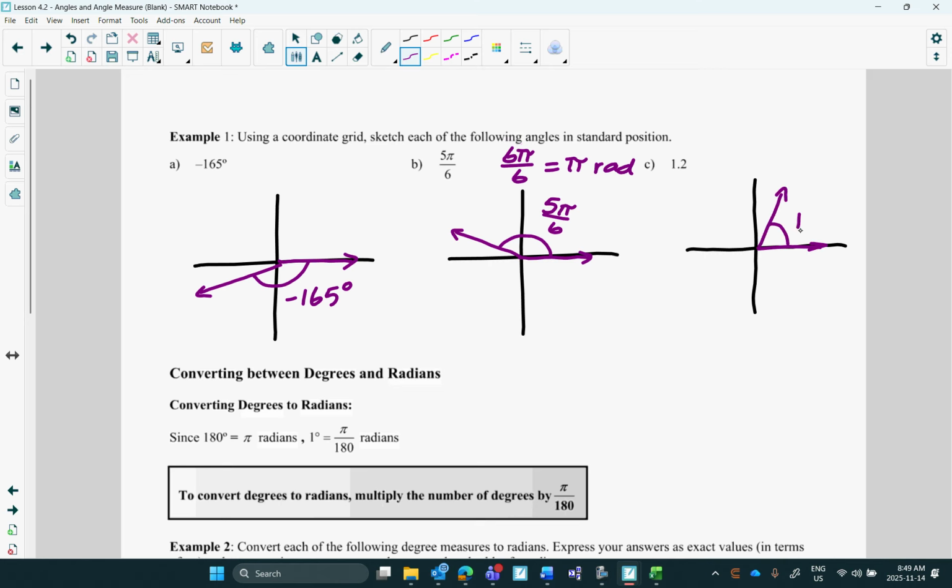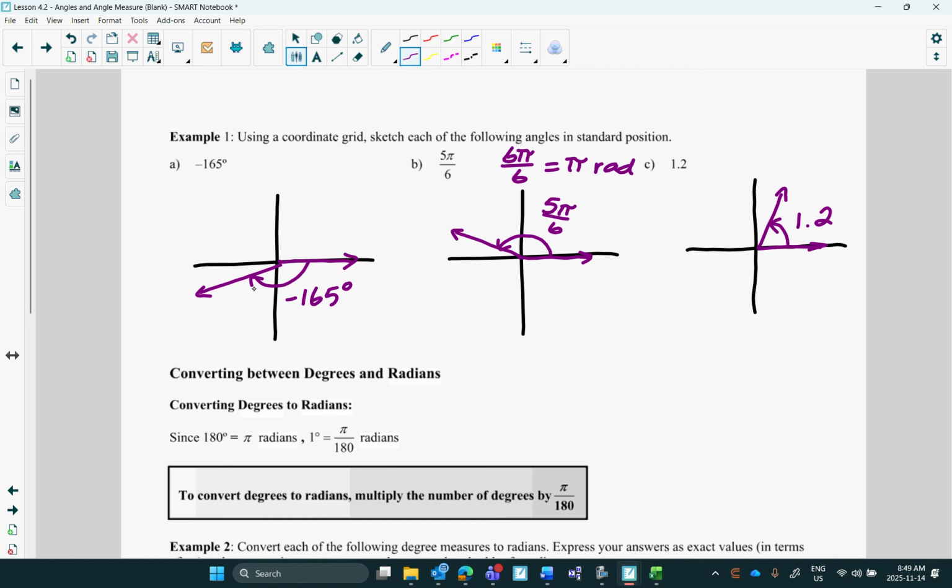You don't have to be perfect. Sorry, I should draw arrows here because of the directions. You could be asked to sketch an angle in degrees or in radians. Okay, seen them before.